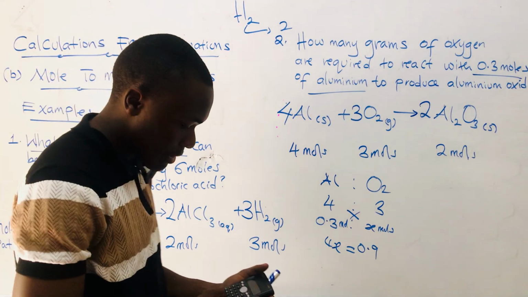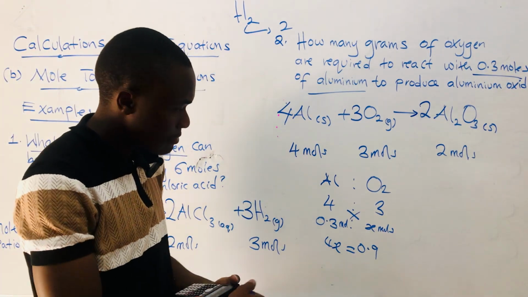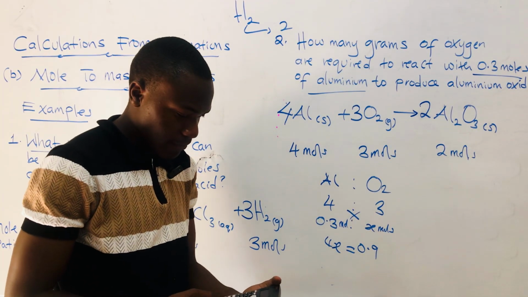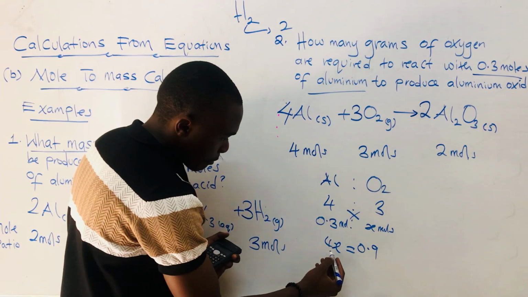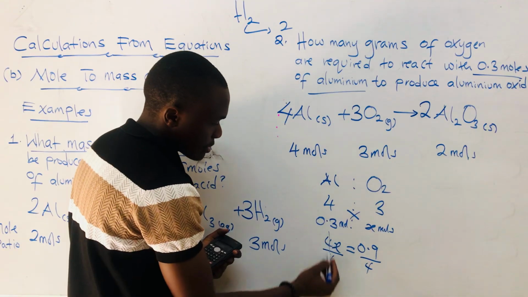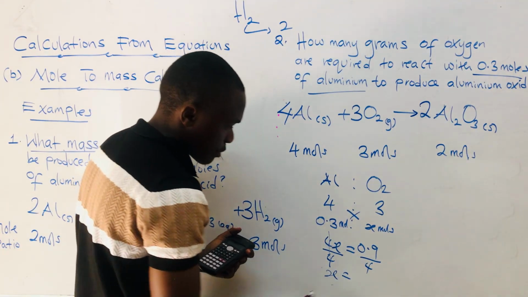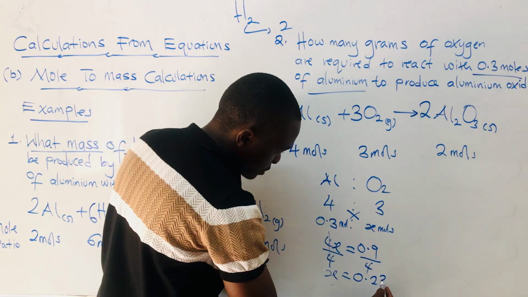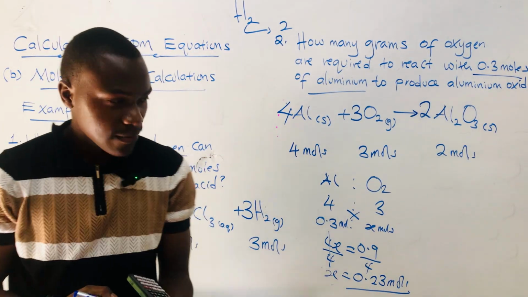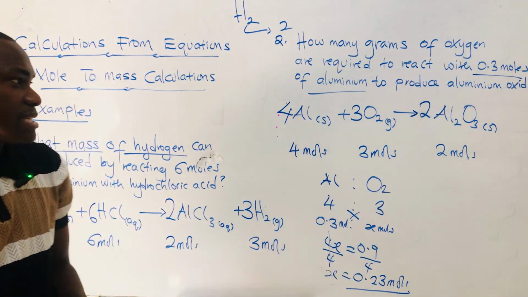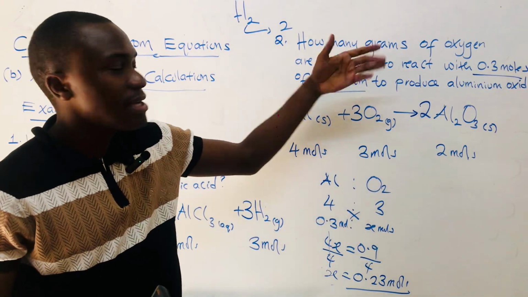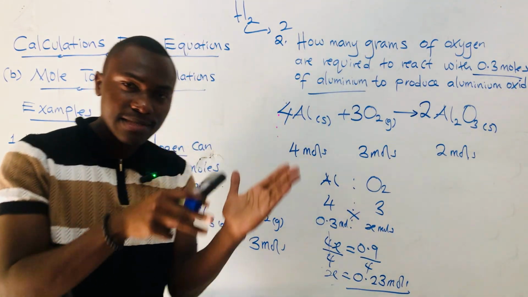Now, 0.9 divided by 4. Because remember here, both sides are going to divide by 4 for us to solve for x. So these guys will cancel. So x will be equal to 0.23. So we have 0.23 moles of oxygen. But then that is not the question. We've only calculated the number of moles of oxygen, but the question is asking us to calculate the mass of oxygen, because they've said how many grams of oxygen. Remember, grams, that is mass.